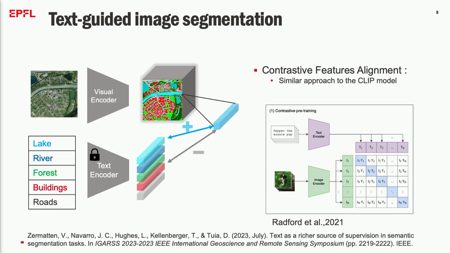For the text encoder, we have traditional land cover labels that we encode with a text encoder based on transformers, such as the CLIP text encoder or Sentence-BERT, for example. And we also use some text augmentation to make our model aware of a larger vocabulary. And then we use a contrastive learning approach, similar to the one used in CLIP, to match the modalities, so to learn an alignment between the text and the visual features.